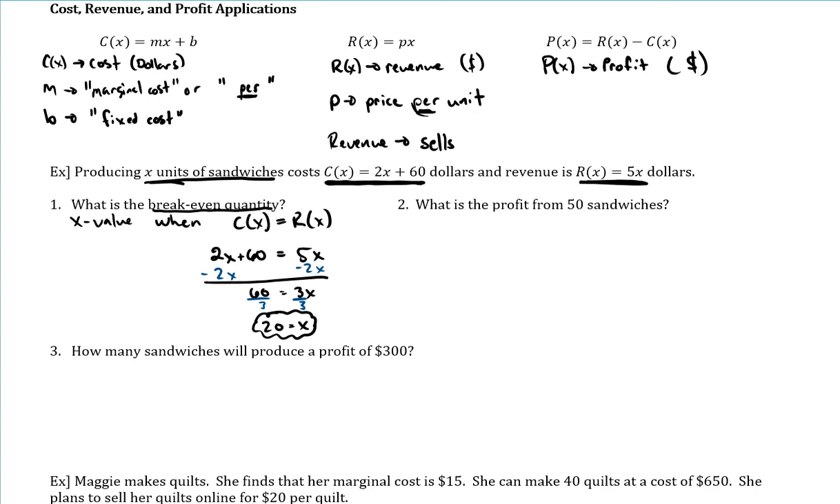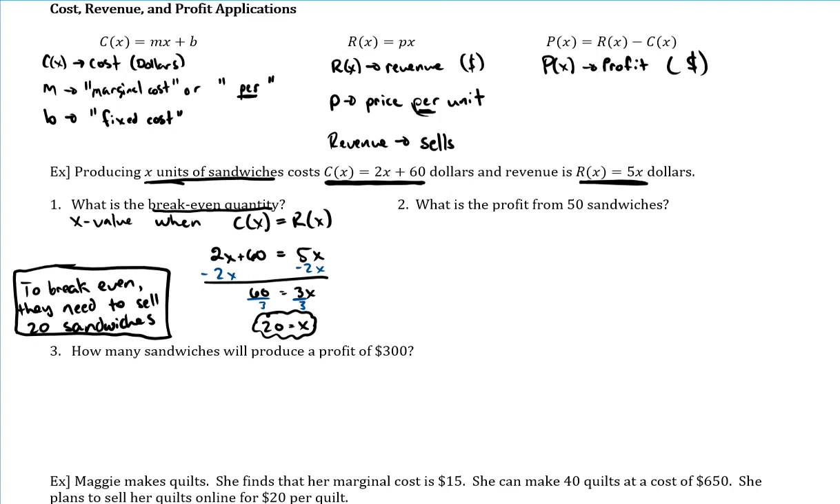Let's put it as a formal answer over here. So what they're saying is, to break even, they need to sell 20 sandwiches. If they sell anything less than 20 sandwiches, then that means they're losing money because the cost would be more than the revenue. If they sell more than 20 sandwiches, then they are making money. So they're making a profit on it.